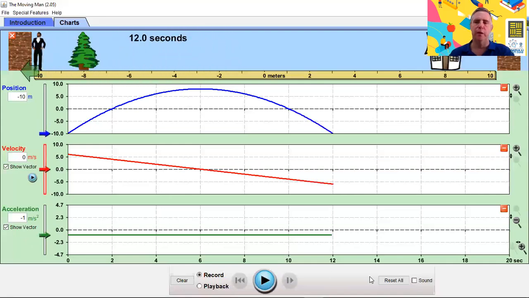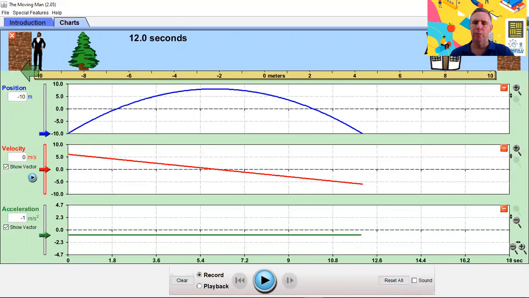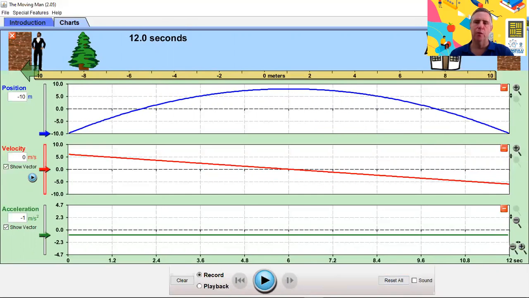And there you can see very nicely what is happening. Let's expand the time scale so we can see as much of the graph as possible. Okay, so because acceleration is negative, velocity starts at the initial velocity of 6 meters per second and then decreases. If we do the playback, we can see very nicely the different points.